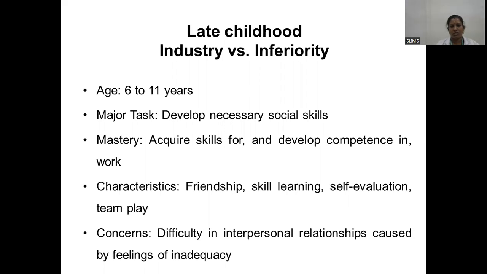So in this late childhood, ages 6 to 11 years, the task is to develop necessary social skills. Mastery is adequate skills to develop competence in work. Characteristics: friendship. They will form friendships in this age group only. Skill training also, there is skill learning and self-evaluation. They themselves will know what is correct and what is wrong. And then team play. And then concern: difficulty in interpersonal relationships caused by feelings of inadequacy.